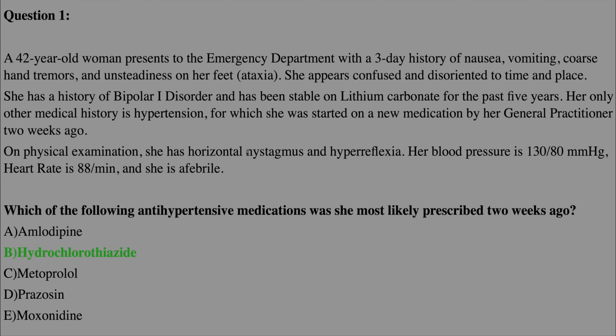Okay, the correct answer is B, hydrochlorothiazide. If you picked that, excellent work. If you did not, don't worry. This is a very common trap. Let's break down exactly why this happened.